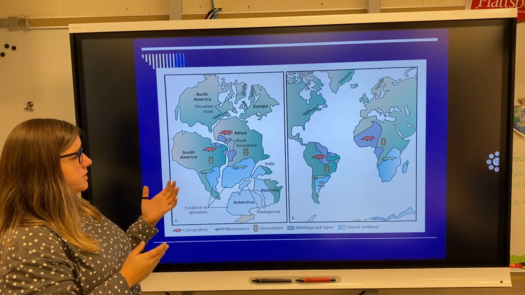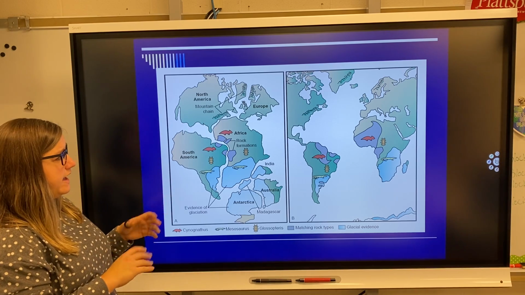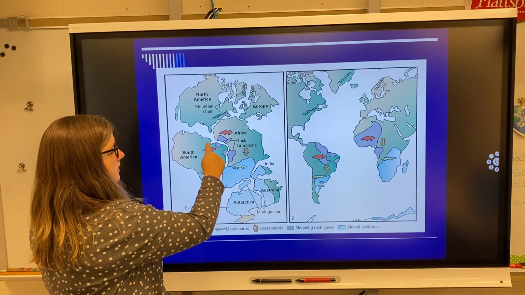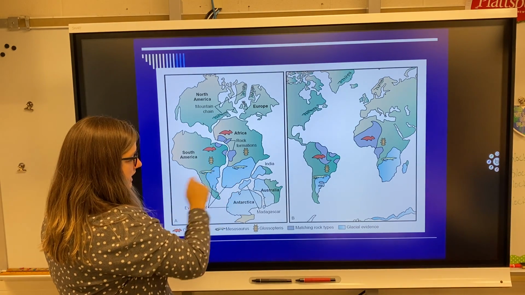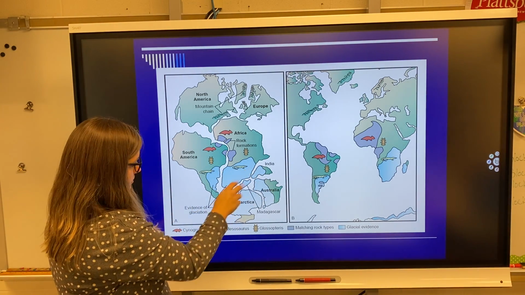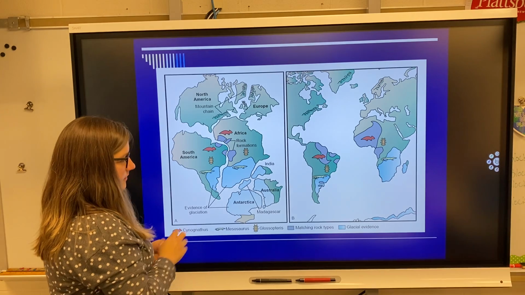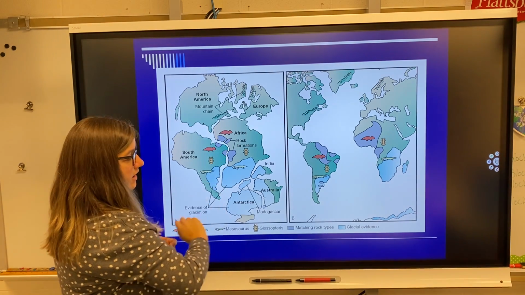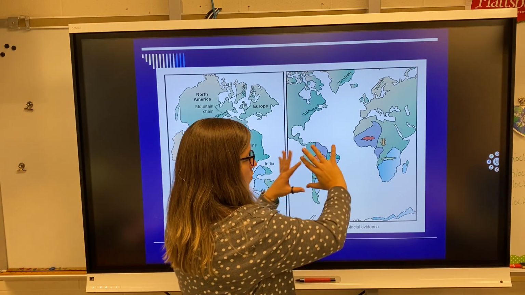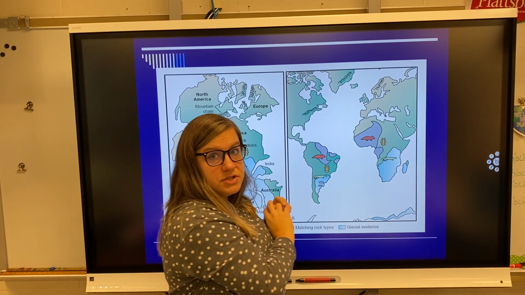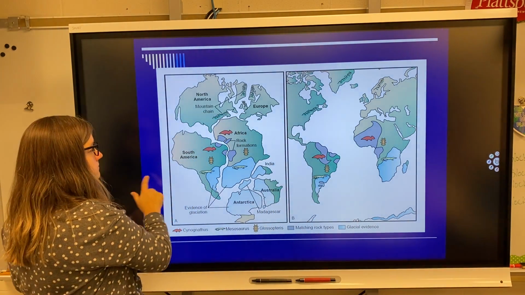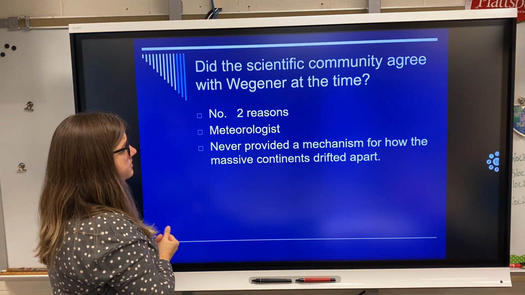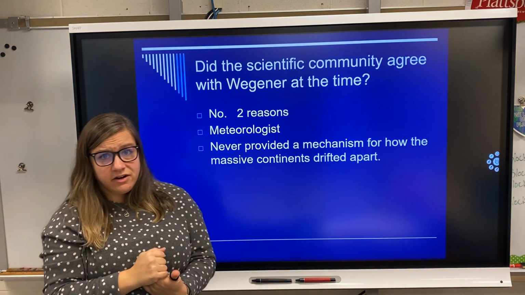And this picture is pretty cool because it shows you how all that happened. You have the animal fossils and the plant fossils and these other animals. Here's where the glacier scars would be, and the rock types that match up in the areas, and you can see that as time went on and they separated from each other, they must have been together at one point. So did the scientific community agree with Wegener at the time?